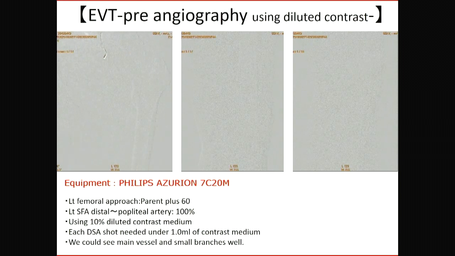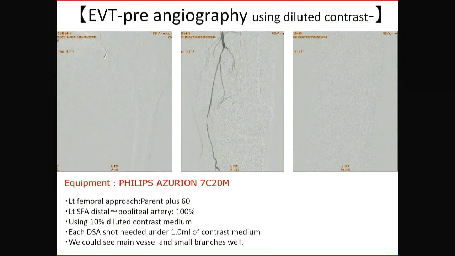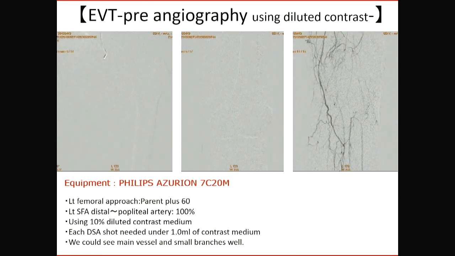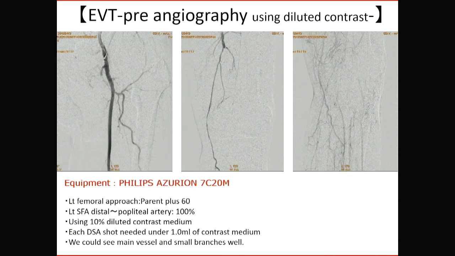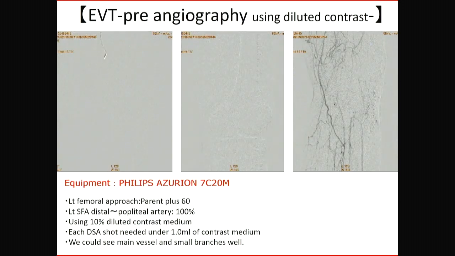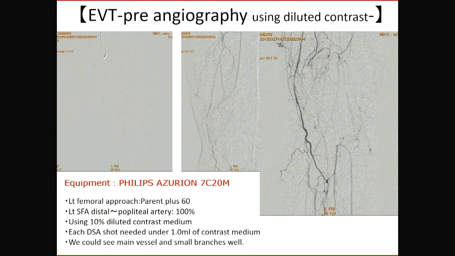This is a control angiography using diluted contrast. And each DSA shot needed under 1 milliliter of contrast medium. However, we could get a beautiful image. The CTO was from the SFA distal to the P3 segment. This is a static image. We could identify the collateral connection like this.